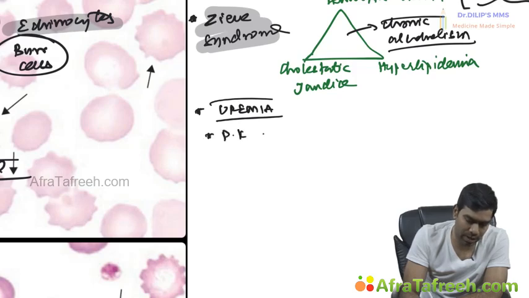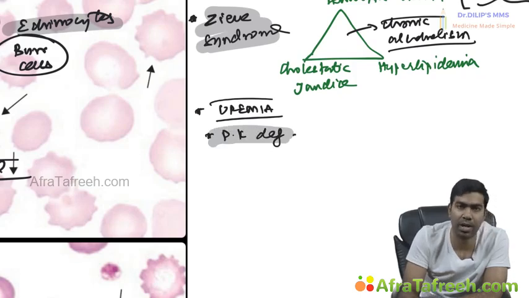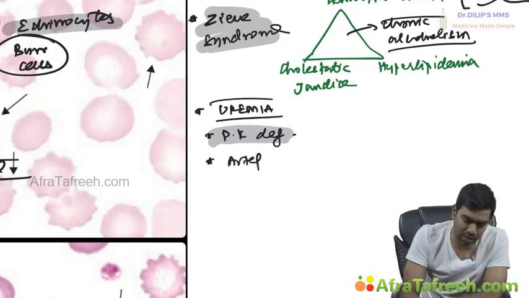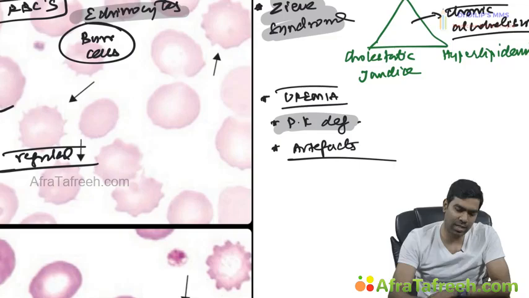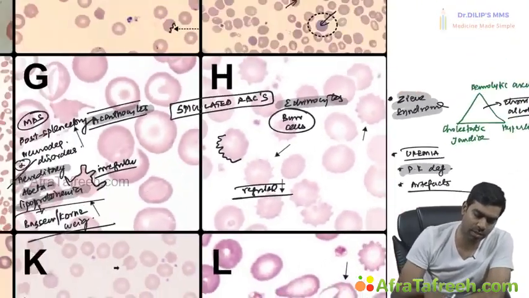Uremia also, you can see this burr cell anemia. Then you can see it in pyruvate kinase deficiency, again an exam favorite. Apart from Zieve syndrome, this is also an exam favorite, congenital pyruvate kinase deficiency. Then you can see it as a part of artifacts. Even echinocytes and acanthocytes can be artifacts. So these are the conditions where you can see echinocytes or burr cells.